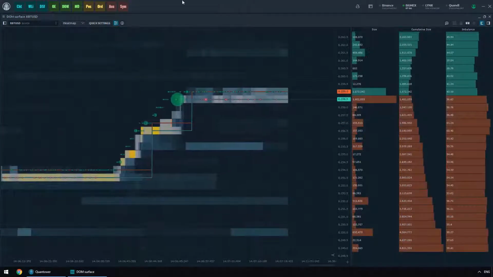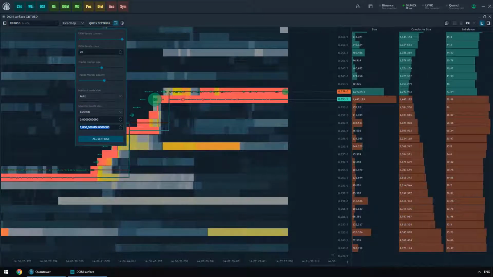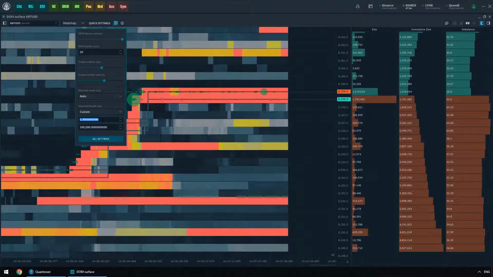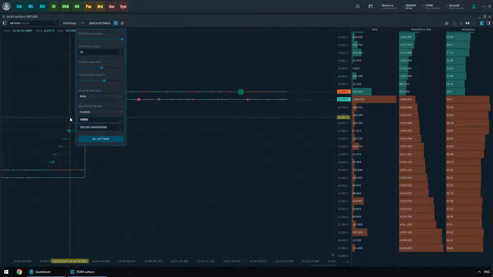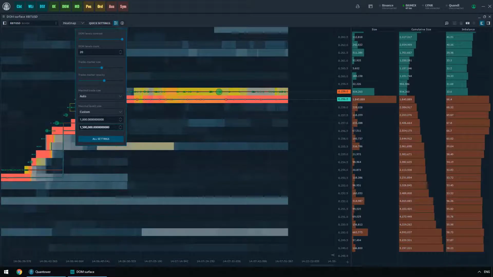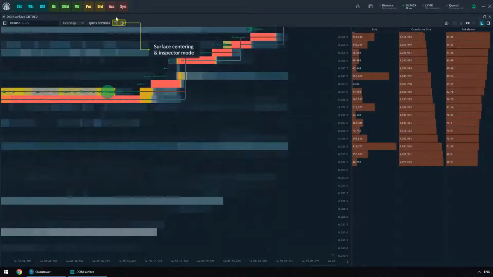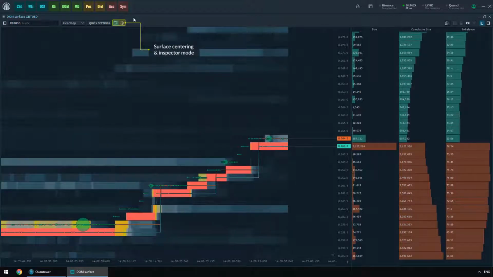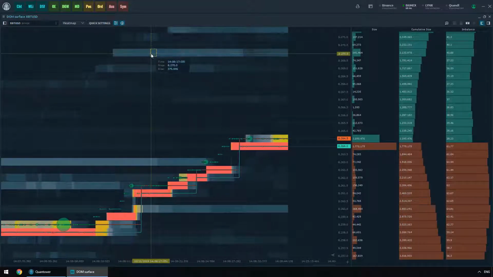The maximal level 2 size setting. This setting is similar to the previous one, with the only difference that it allows you to control the maximum level 2 value. Thus, the user can determine how much volume he considers a significant value for the level of resistance and support. Based on the set value, the gradient will be calculated for all other levels. The next setting on the toolbar allows you to enable and disable the chart centering. The last one is for toggling the floating info window.